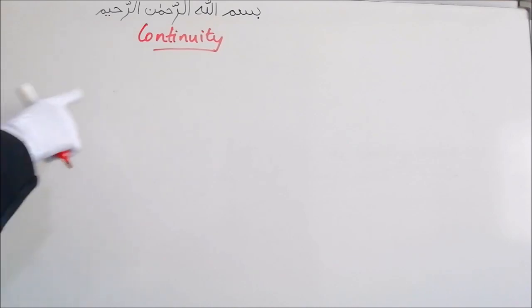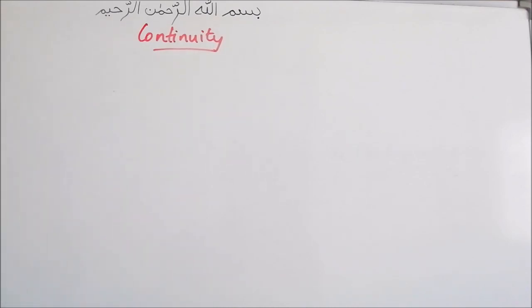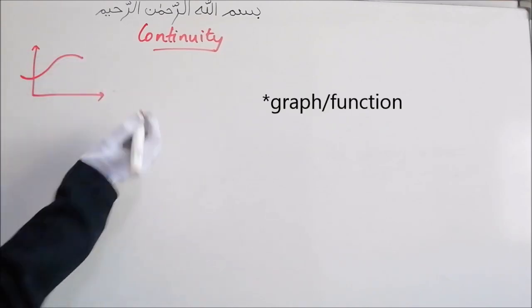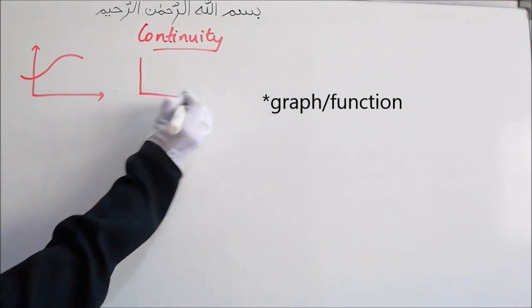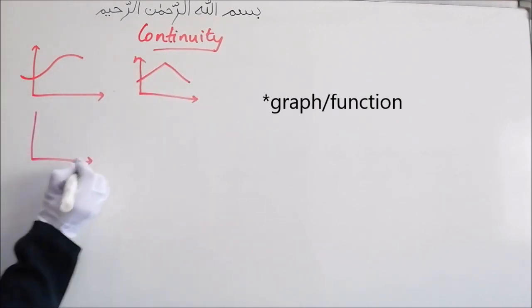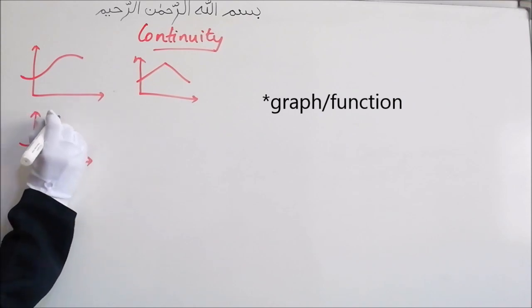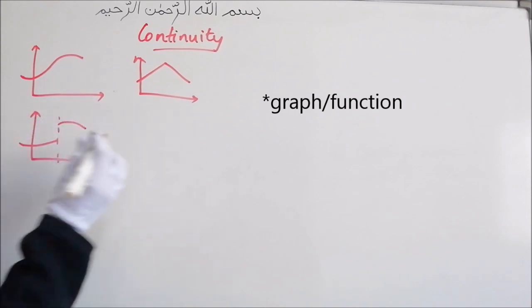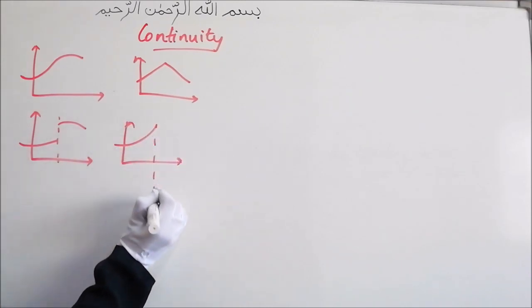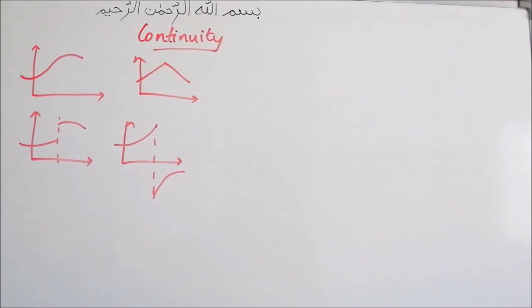Now we will look into the continuity of a complex function. A continuous function, as the name suggests, is such that there are no abrupt changes in its value. So a graph which goes like this is continuous. A graph which goes like this is also continuous. But a graph which goes like this is discontinuous, and a graph which goes like this is also discontinuous.